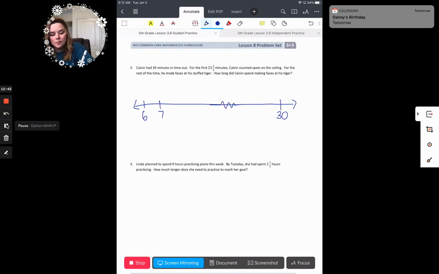And then I have my squiggle to show that my number line is squished. And then I'm going to subtract my 23, which brings me to 7. I'm going to put in my thirds, and I take away 1/3. So that puts me here. That puts me at 6 and 2/3. So that means for the last 6 and 2/3 minutes, Calvin stared at his stuffed tiger.